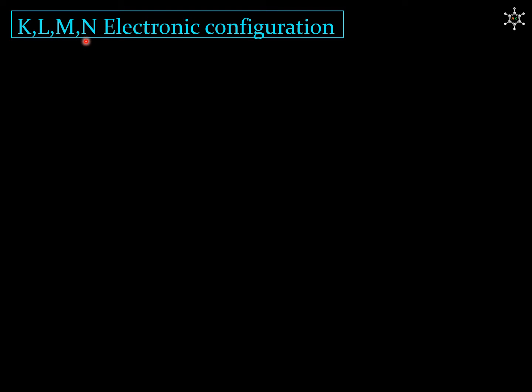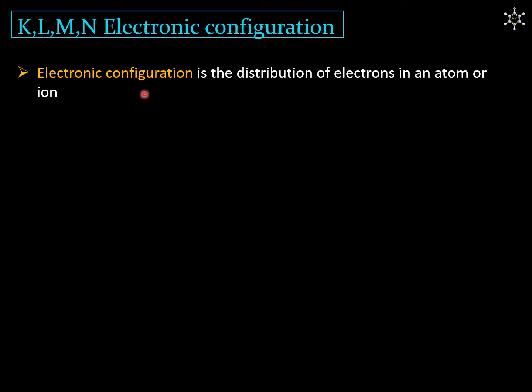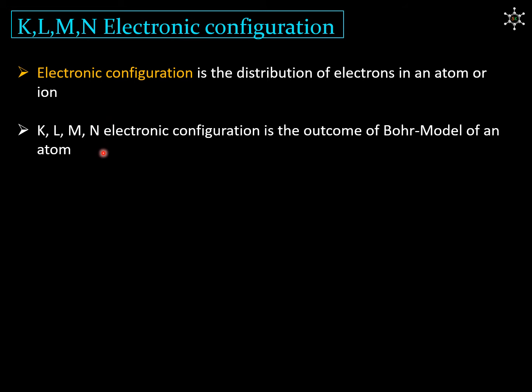KLMN electronic configuration. Electronic configuration is the distribution of electrons in an atom or ion. Specifically, KLMN electronic configuration is the outcome of the Bohr model of an atom.